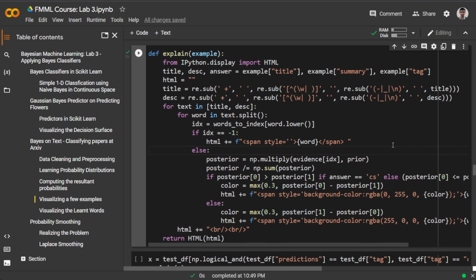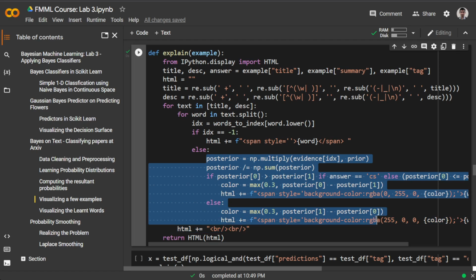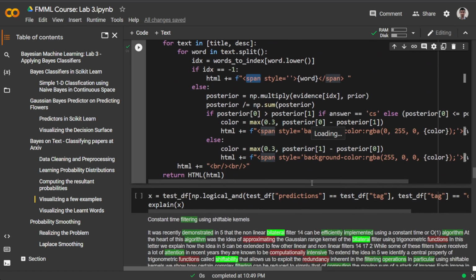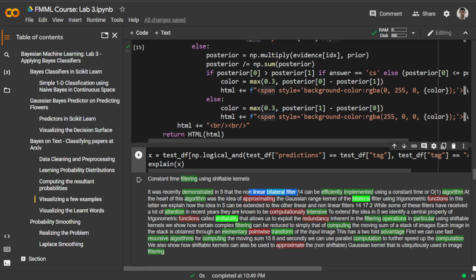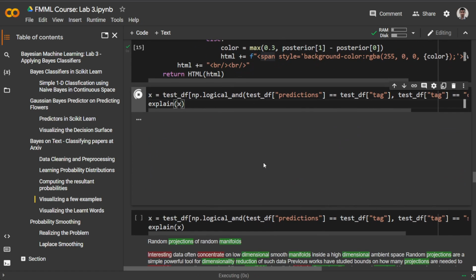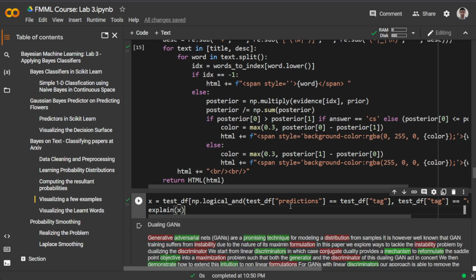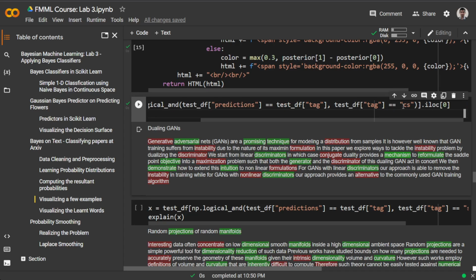So here we have a bunch of code which just does HTML outputting. It computes the marginal posterior probabilities, and it puts this together into an HTML piece of text so that we can print it on the screen with colored annotations. And over here you can see a bunch of different examples. So here you see an example where we got the answer correct and the true tag was computer science.